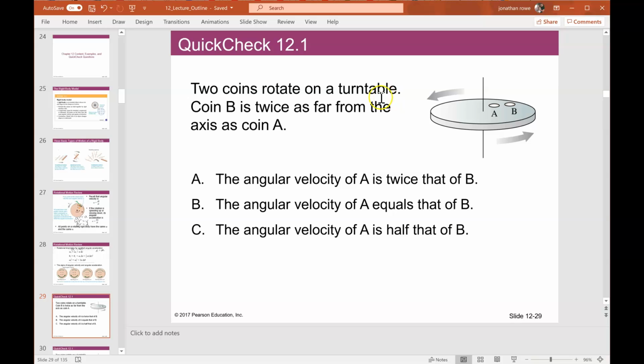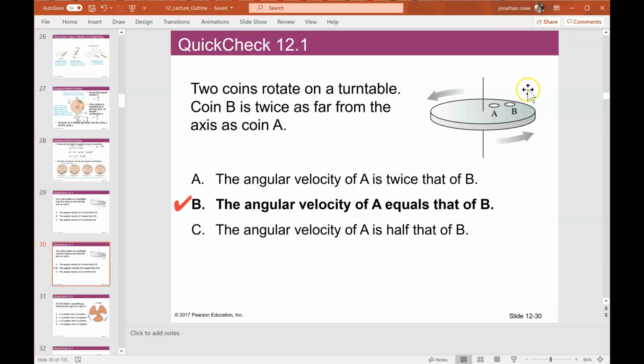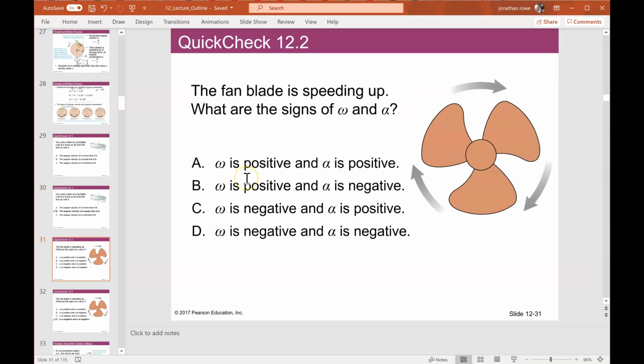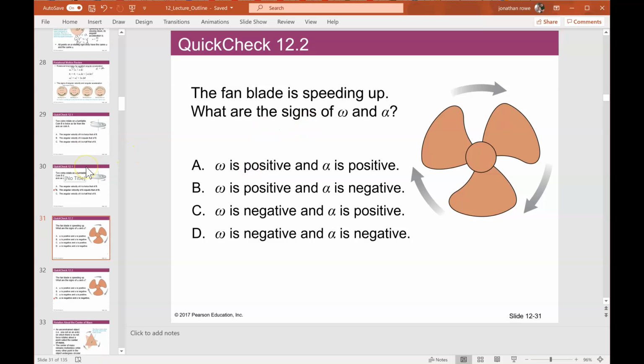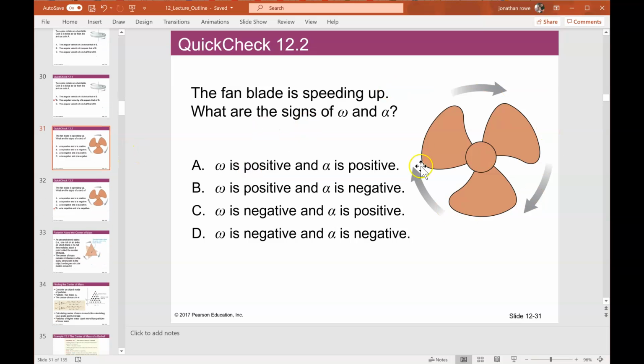Quick check, 2 coins rotate on a turntable. Coin B is twice as far from the axis as coin A, so how does the angular velocity of the two compare? They are equal. Now their tangential velocity or linear velocity, since it's omega r, B would have twice as much linear velocity. Fan blade is speeding up. What are the signs of omega and alpha? Speeding up in the clockwise direction. So both of them would be negative.